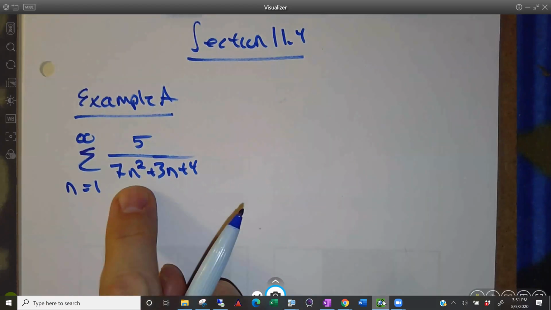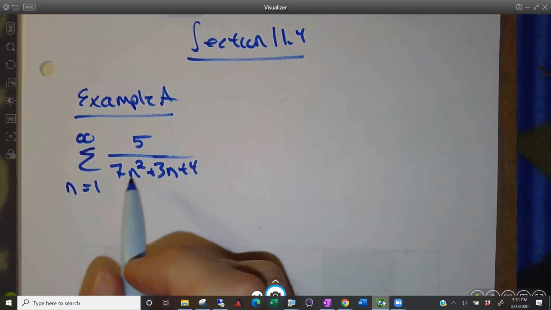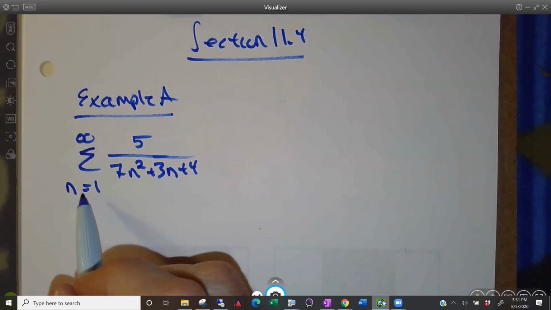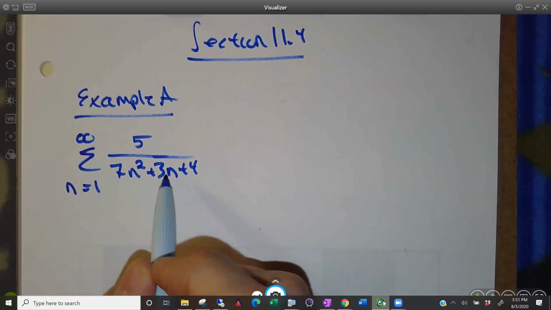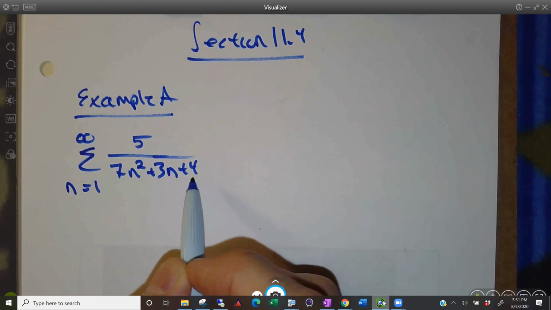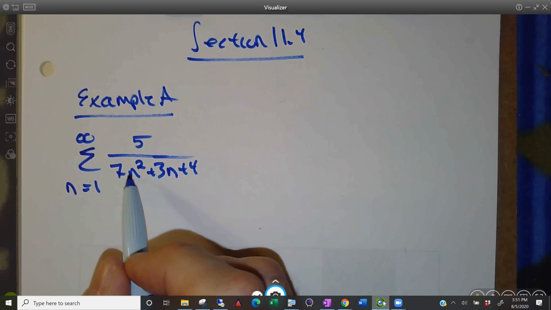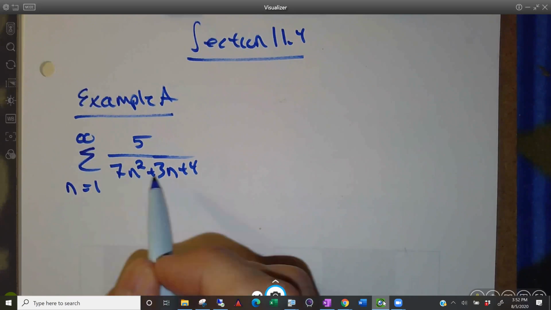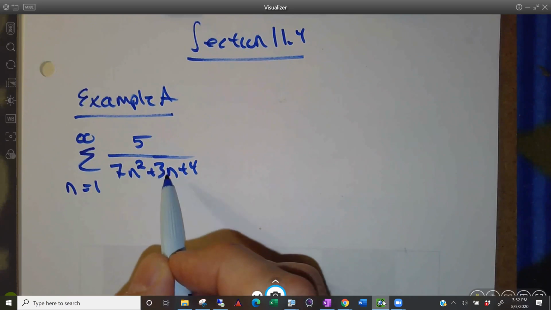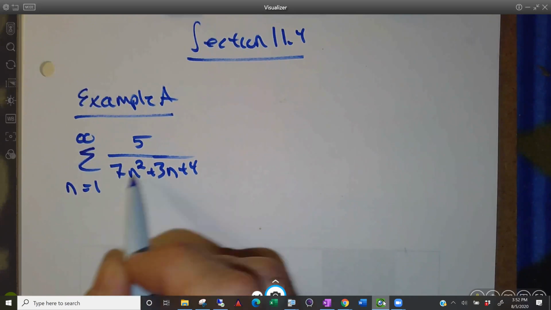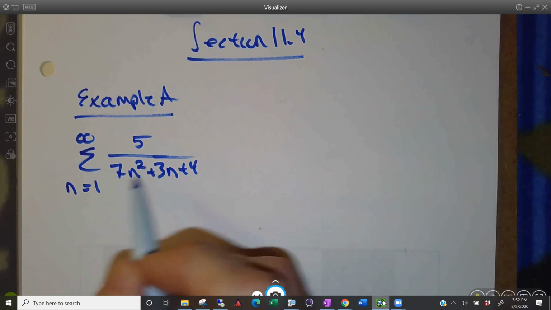But when you're looking at these terms, especially when you start thinking about larger and larger values of n, these lower order terms really aren't going to matter too much. When you start looking at terms like a million, when you square a million, you get a trillion. So this would be 7 trillion. This would only be, well, 3 million. So what happens to these terms doesn't matter in the long run.